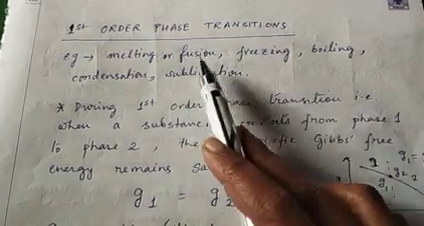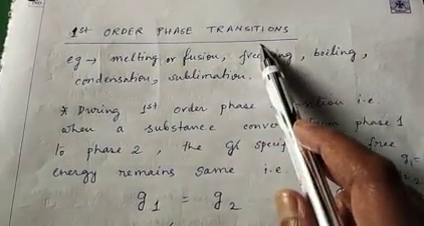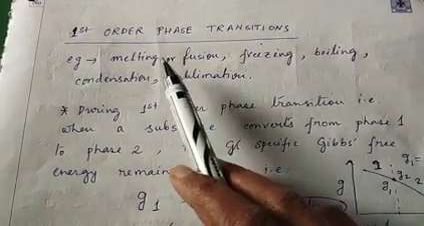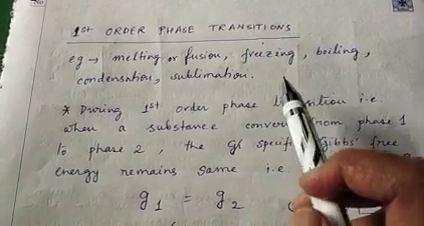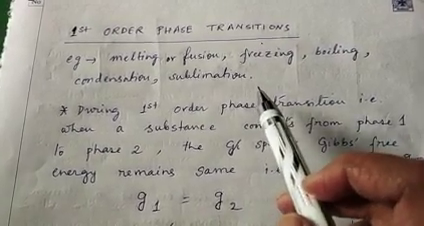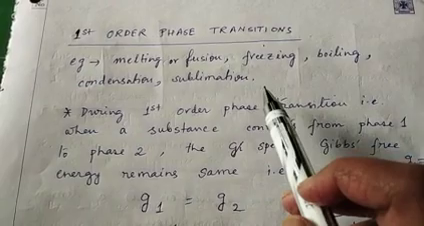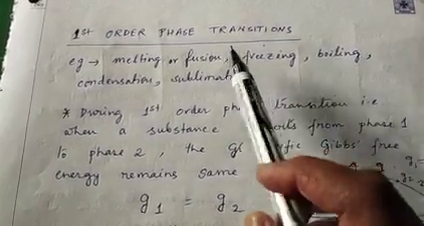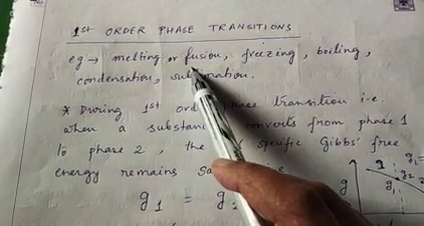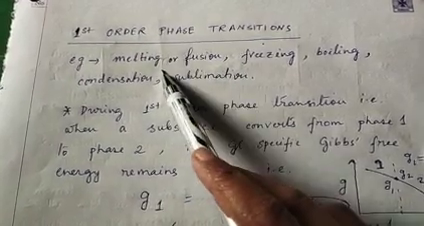So what is first order phase transition? During first order phase transition, there will be change of state from like solid to liquid or liquid to solid, liquid to vapor or vapor to liquid, or directly from solid to vapor, etc. That is melting, where there is a change of phase from solid to liquid.